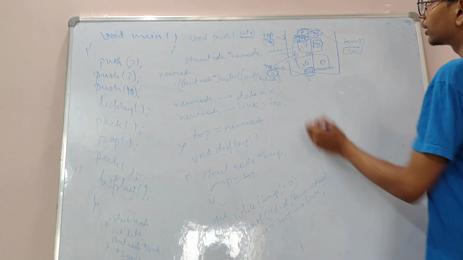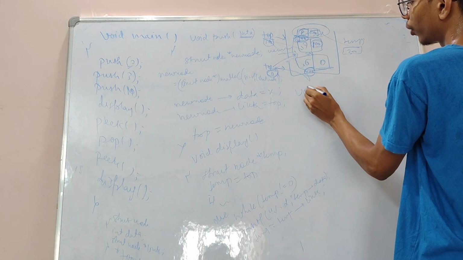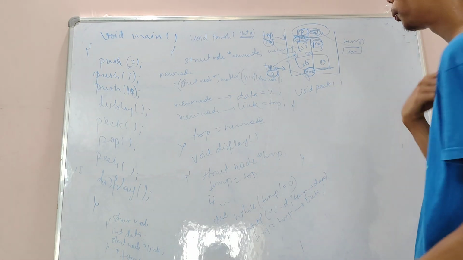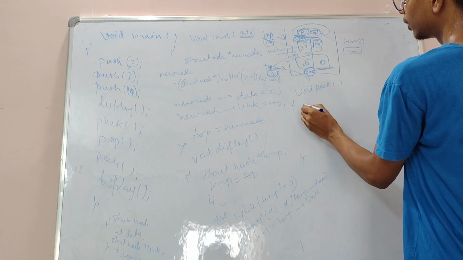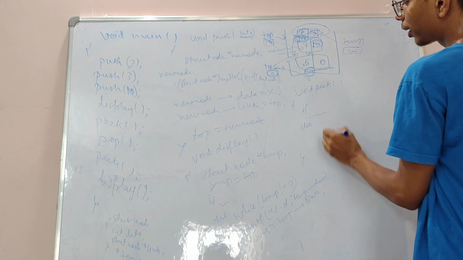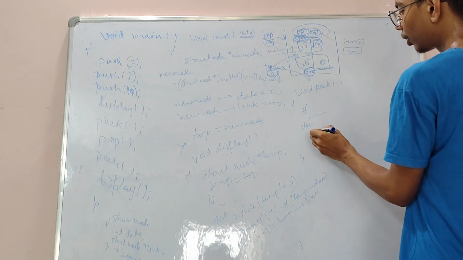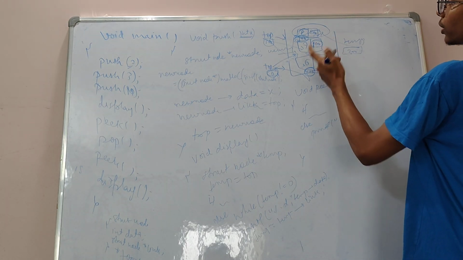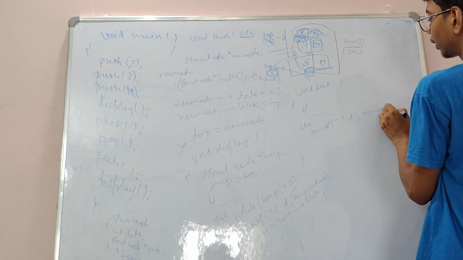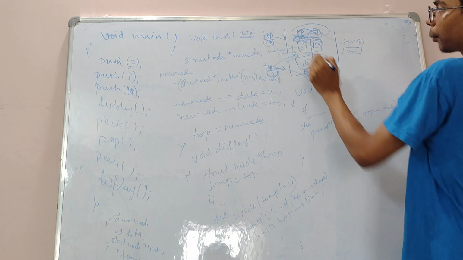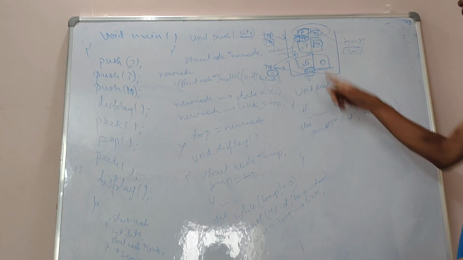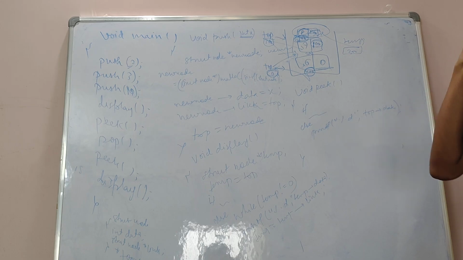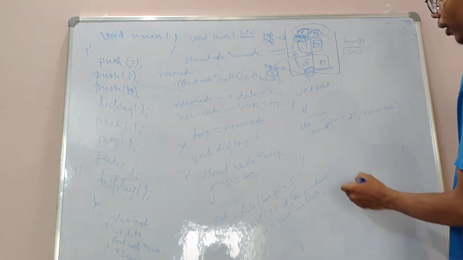Now for peek, to see the topmost data. So void peek function, and in this what I will do, if top is equal to 0, that means list is empty, and in else part I will write printf topmost element is %d, top data. It will access the data part of the node, and it will print the data part of the node. And then void pop.